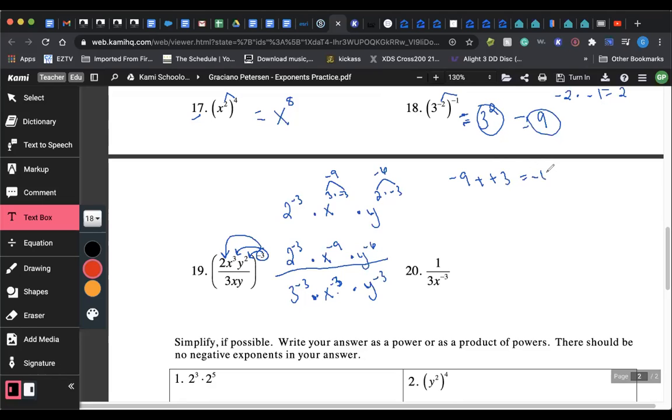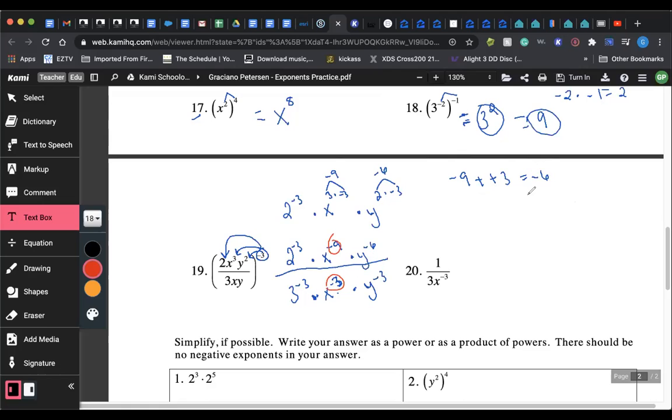-9 minus -3 gives me -6. So, Mr. G, question before you go any further. Absolutely. Which one of the three did you just use? I just did the two X's. Yep. Okay.